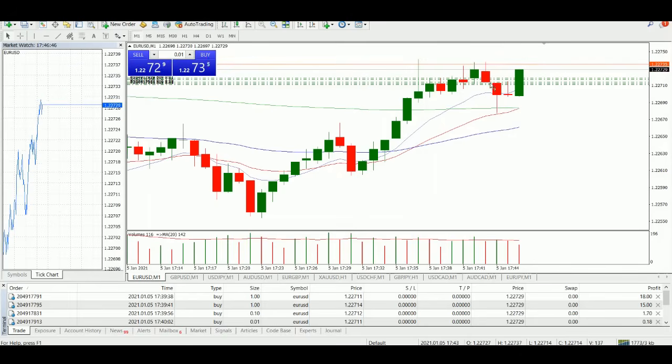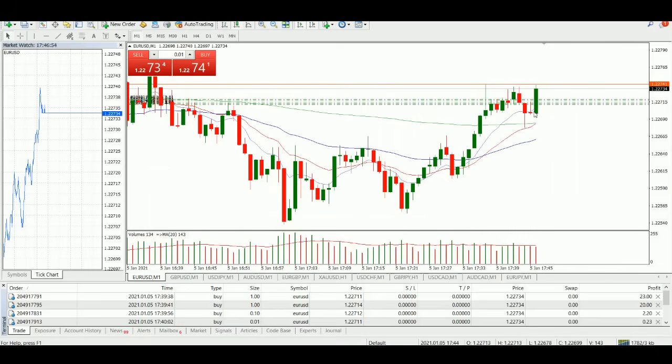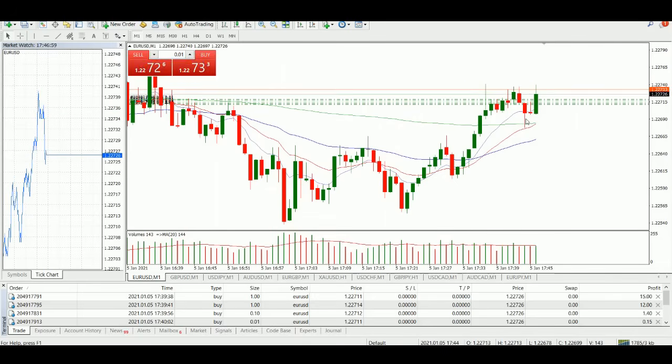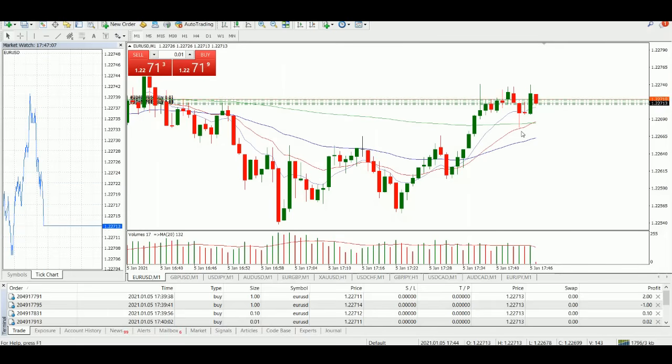So mainly I have bought here, and price just went down slightly below my orders. That's very fine. You have to control your emotions. If you feel afraid here and you close your trades out of fear, it means you don't trust, you don't have the right self-confidence, you don't have the right mindset or the right psychology required for trading very well. Okay, so here we are going much further.